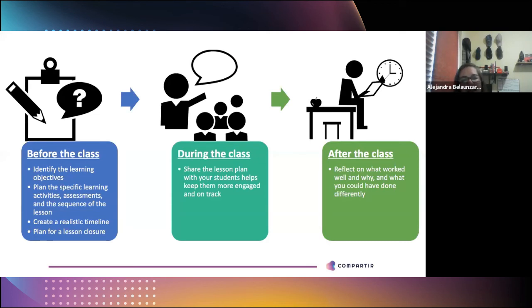During the class, I need to share my lesson plan with the students, do the activities to try to keep them engaged and focused on what their actual needs are, so I can keep making changes if I need to. And after the class, I need to reflect on what worked well and why, and what I probably could have done differently, so I can start all over again and plan my next lesson in a better way.